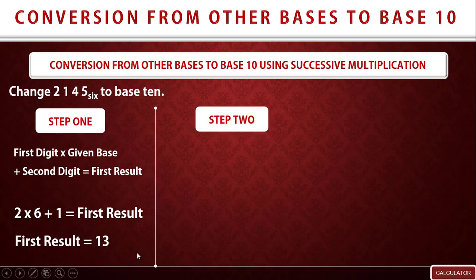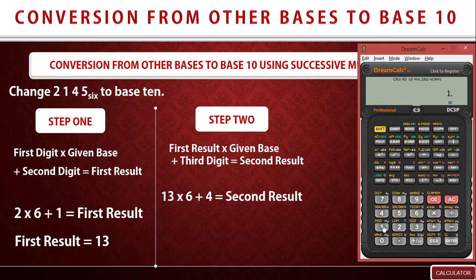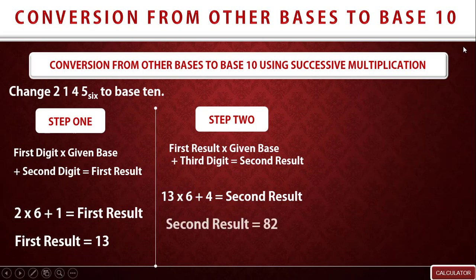For step 2 now, we're going to take this first result and multiply it by the given base, and then add the next digit, which is the 4, the third digit. So with the formula, we have first result times given base plus third digit will produce our second result. So we have 13 multiplied by 6 plus 4. 13 times 6 gives us 78, then plus 4 gives 82. So our second result is 82. Since this 4 is not our last digit, our last digit is 5, that means we are still going to go to step 3.